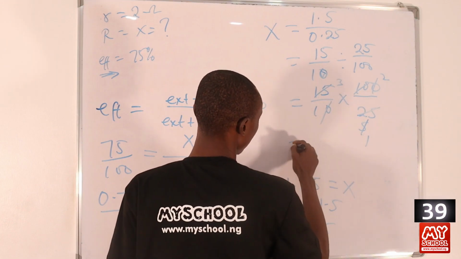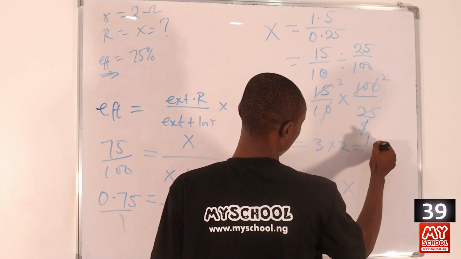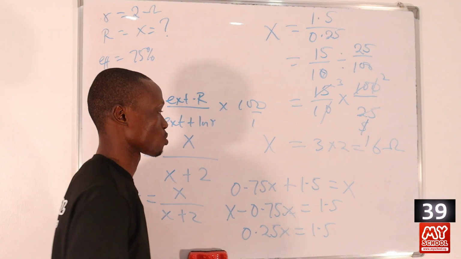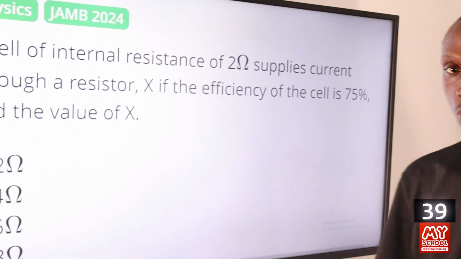So at the end of the day, the value of S is equal to 3 times 2, which is equal to 6 ohms. So the value of S is equal to 6 ohms. Let's return back to the screen to pick the correct answer to this question, and that is option C, 6 ohms.